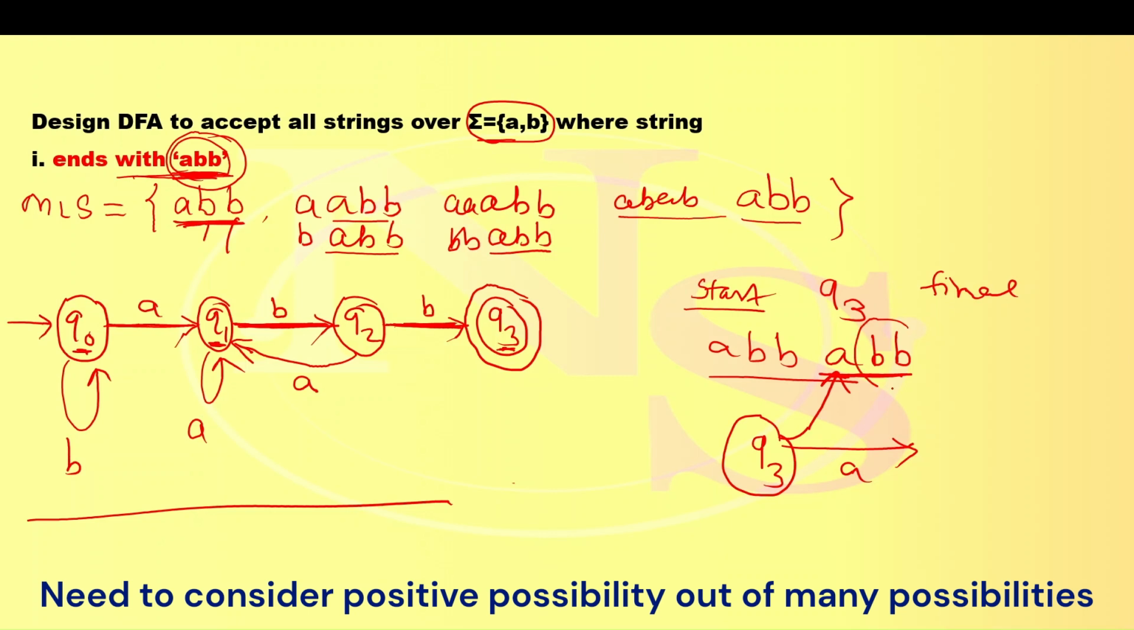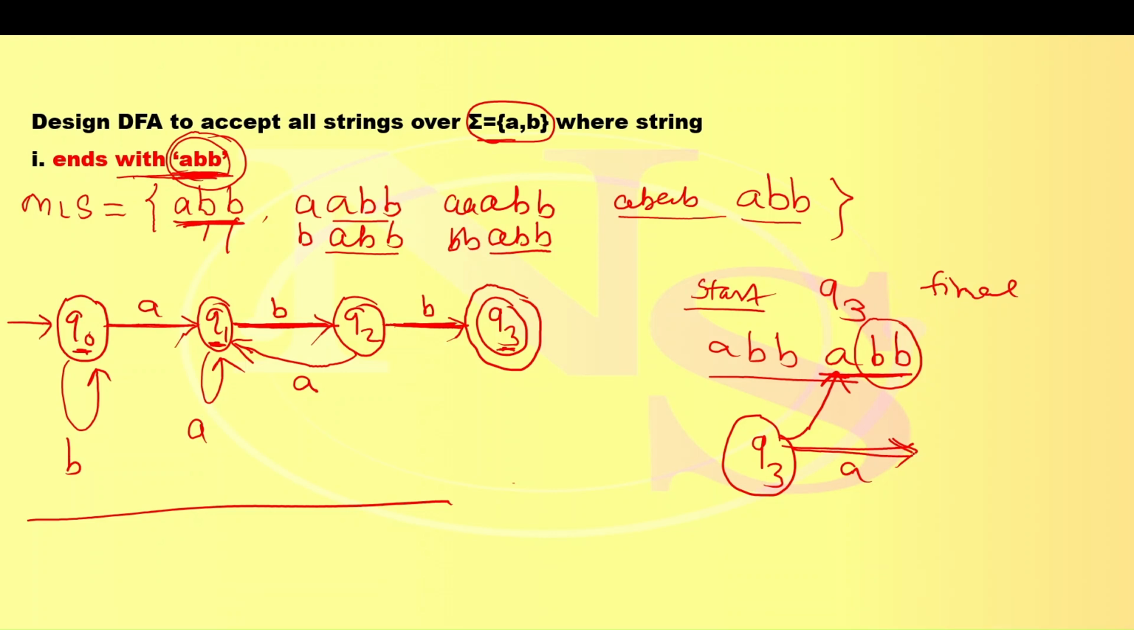But after this, double B can come. Again the same situation: the transition from Q3 for symbol A connects to some other state. Which state? The state that will read this double B and will go to final. Why? Because ABB is a complete, valid string. We only made it valid. So once it is a valid string, after reading it, the automata should be in the final state. Hence, the transition from Q3 for symbol A should go to some other state which will read this double B and go to final.